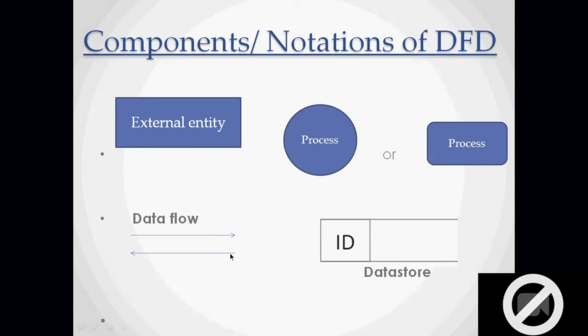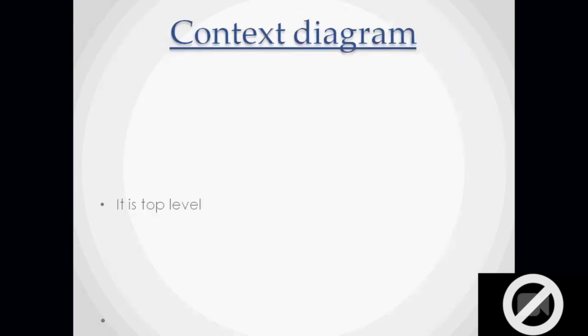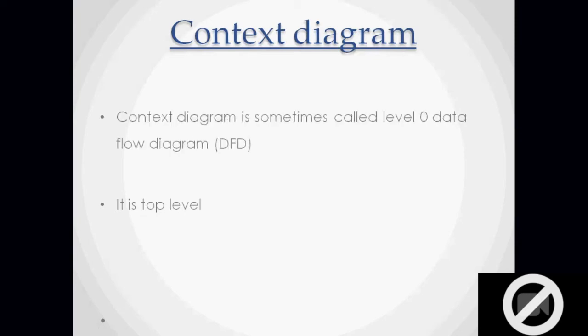This one is going to show data that is coming out of the system. And you use this symbol for your database, to show any data; we call it a data store, so for your database. So, like I said, a context diagram is a top-level diagram, also called level zero or data flow diagram, because it provides high-level information about the data that is flowing in and out of the system.